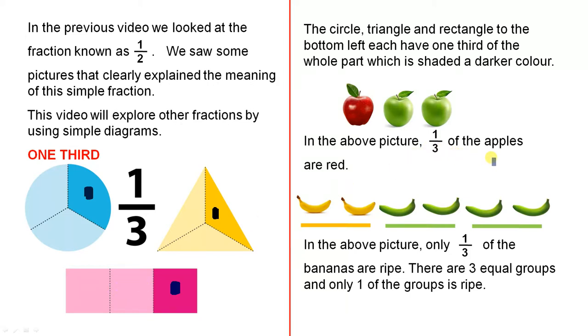In the above picture, 1/3 of the apples are red. So altogether you have 3 apples, only one of them is red, so 1/3 of the apples are red. In the above picture, only 1/3 of the bananas are ripe. There are 3 equal groups, and only one of the groups is ripe. So that's why we can say that 1/3 of the bananas are ripe.